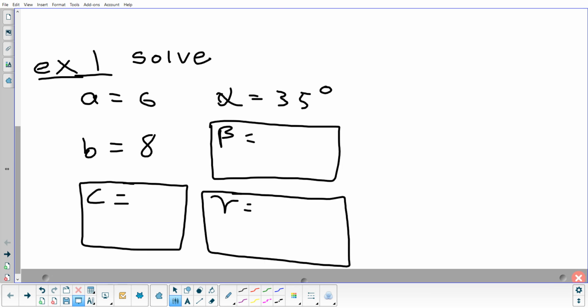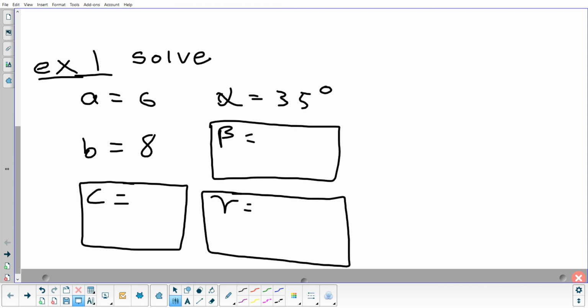So here's our first problem. And I would leave enough room in the beta, the gamma, and the C box, just in case there's a second answer. Now, I just said you can tell it's law of sines if you make a table and you have a full row. Well, we've got a full row.